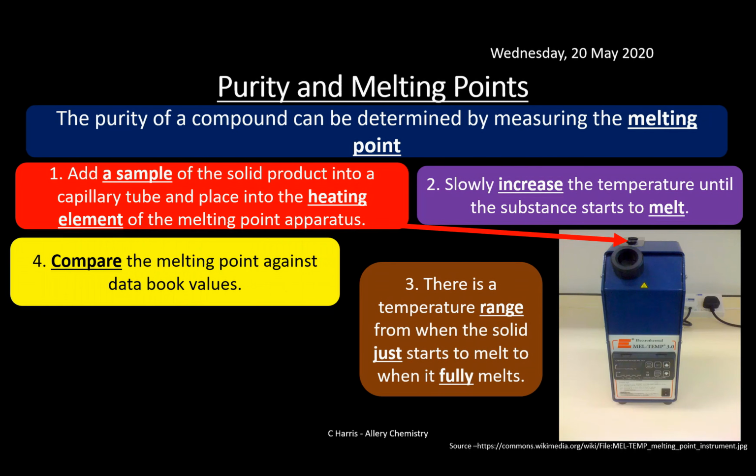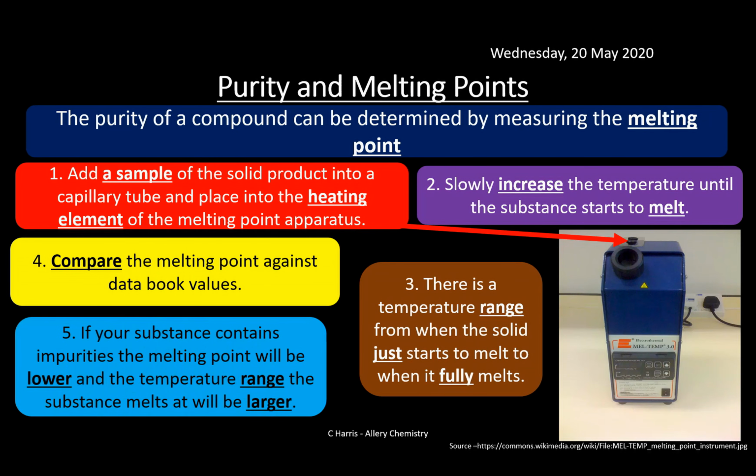But again, we compare the value that we got against data book values, and we're looking for the same type of things we'd seen before. If it contains impurities, then we'll get a broad melting point. But also, if your substance does contain impurities, the melting point will be lower than what it says in the data book. That suggests that you do have some impurities in there.